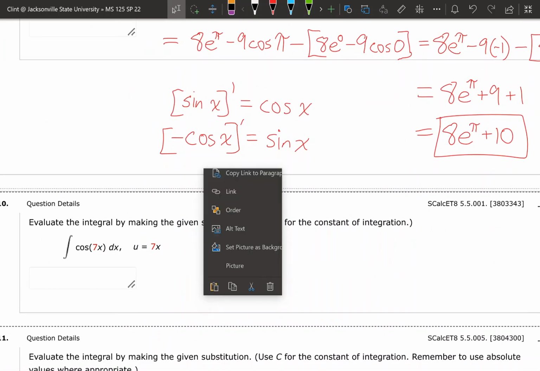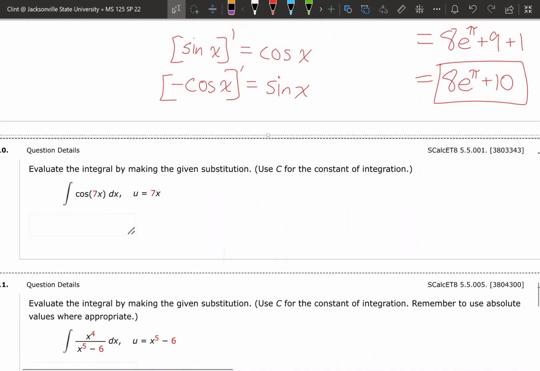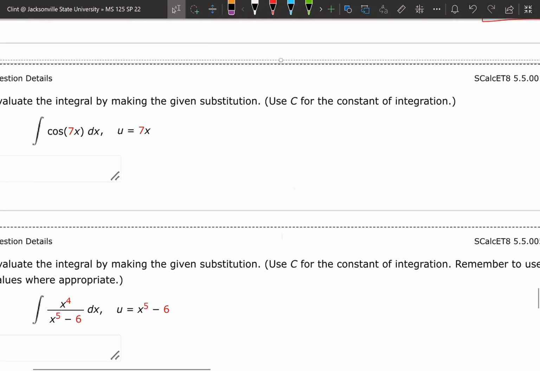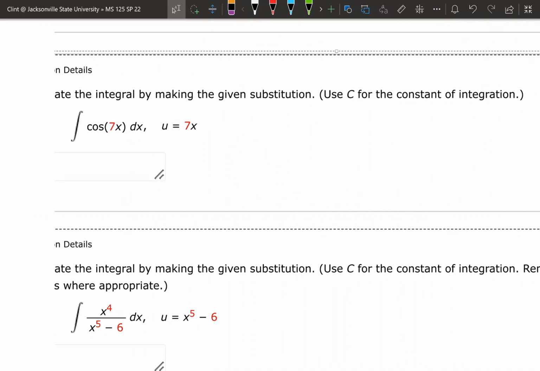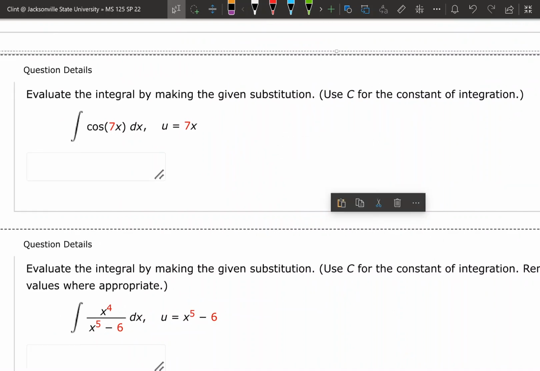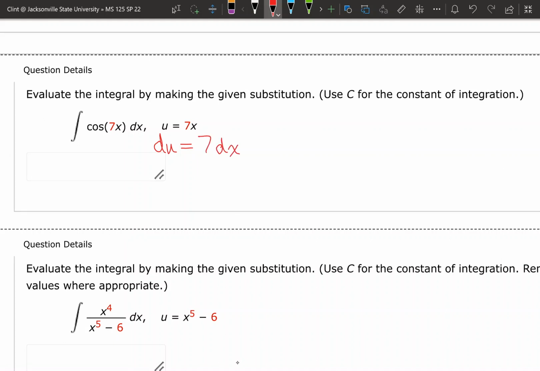Okay. Number 10 says use substitution, or use the given substitution. So it says use 7x for u. So if 7x is u, what will du be? 7 dx. Yeah, 7 dx. All we need left over is just a dx. So we can divide both sides by 7 or multiply both sides by 1/7.